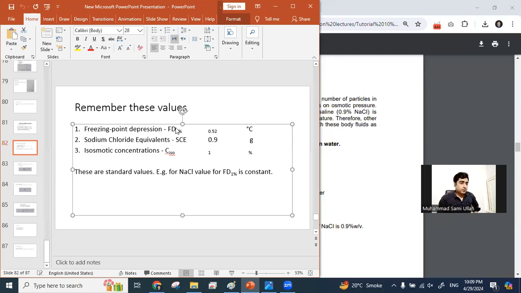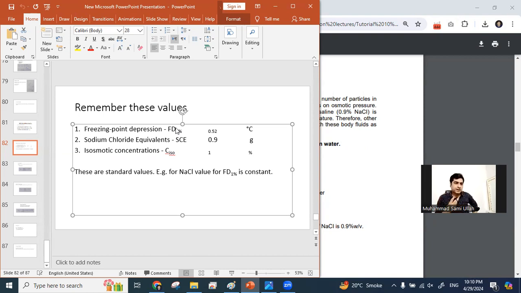Now the units of freezing point depression are going to be degree centigrade, because we are talking about the freezing points. For sodium chloride equivalents, when we compare other ingredients to sodium chloride, this will be in gram. And for isosmotic concentrations, it is going to be in percentages. The ingredients will be given in percentages. This is not important, just to have some idea of the unit of all these three.